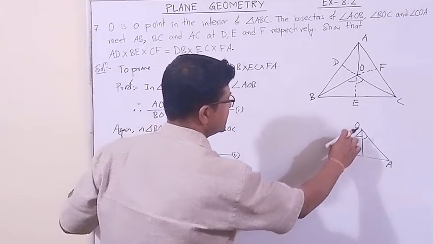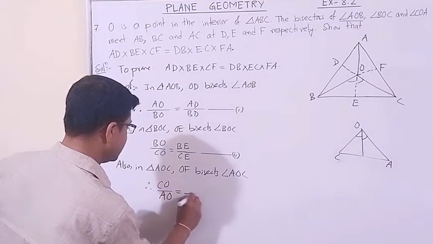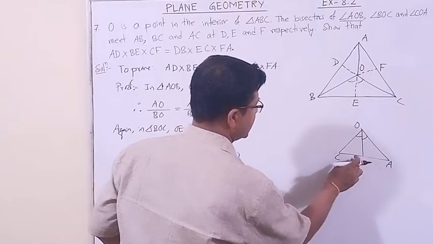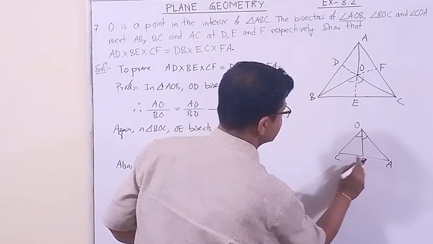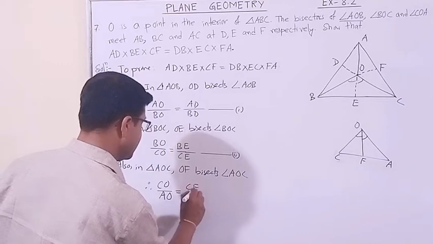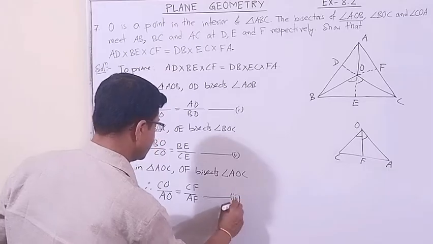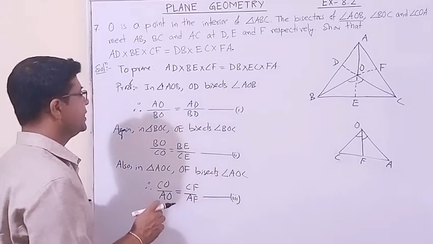Okay, so what will we write? CO by AO is equal to this. Okay, I have not given a name here. This is CF by AF. This is equation 3. Okay. Why have we maintained this order?